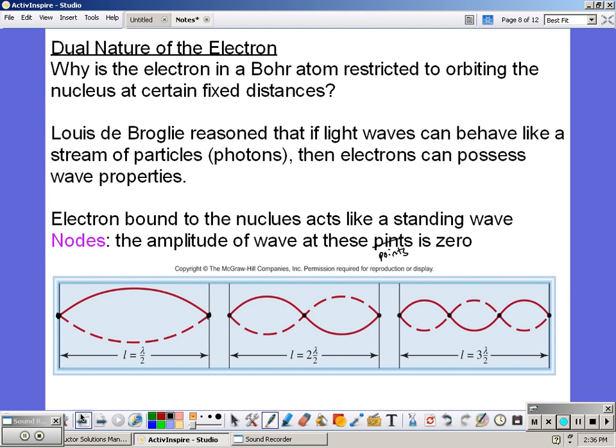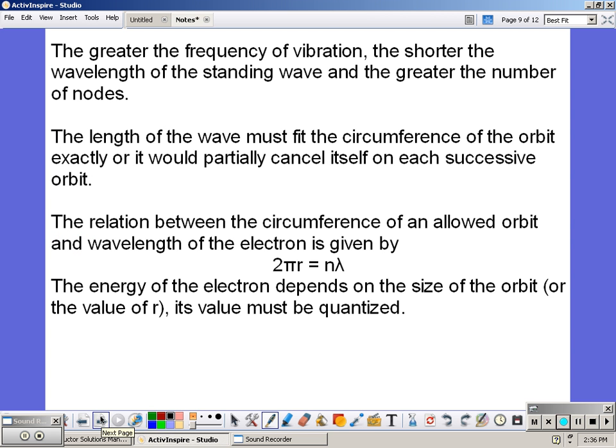The length of the wave must fit the circumference of the orbit exactly, or it would partially cancel itself on each successive orbit. So the relation between the circumference of the allowed orbit and the wavelength of the electron is given by the equation 2 pi r, where r is your radius, equals n times the wavelength. Remember, n is your energy level. It's the integer 1, 2, 3, 4, all the way up.